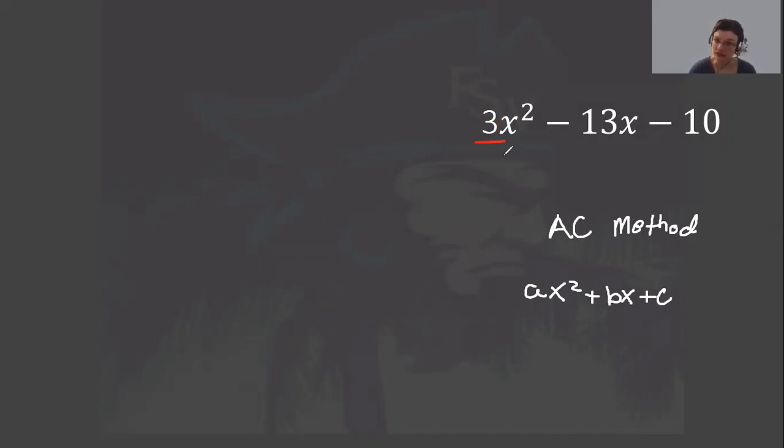Quadratic equations are typically in the form ax squared plus bx plus c. And AC method, just by the name alone, shows that we need to take the product of the a and c term together. So let me write out our problem, and then we'll identify those two terms. 3x squared minus 13x minus 10. There we go.